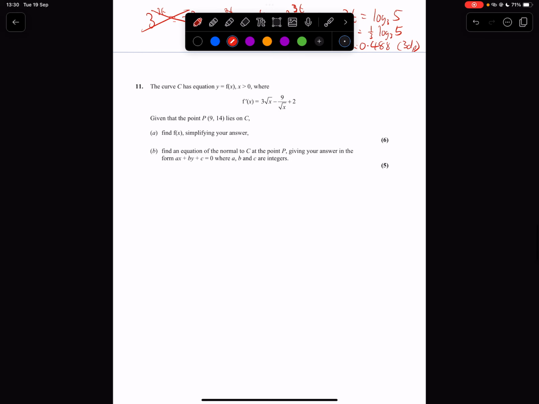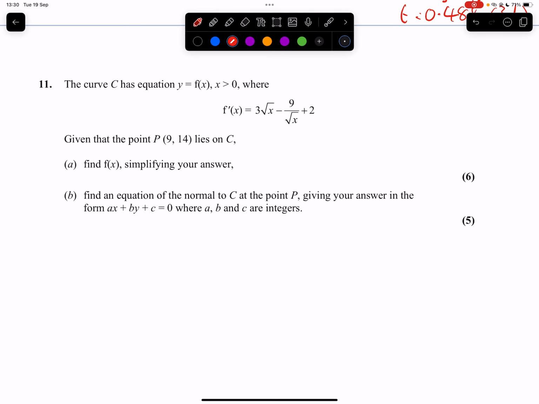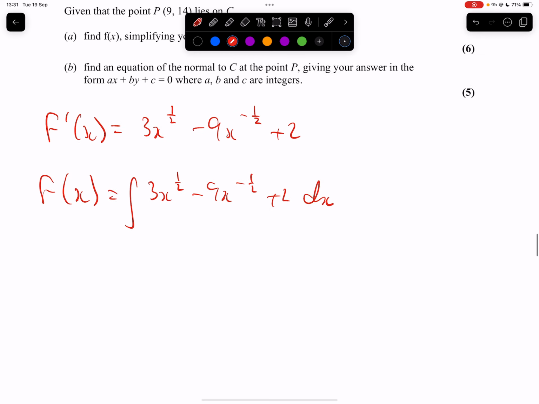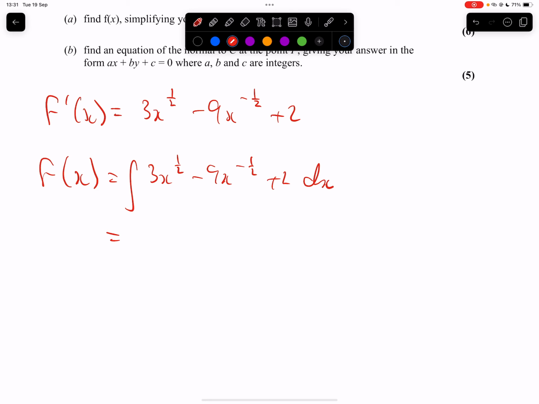Right, question 11. That is f dashed of x. We want to find f of x. So we need to take our function, which if I write it in a more standardized form for integration would be this. And we need to integrate it, because that is the opposite of differentiation and we have the differential. So you raise the power by 1 and divide by the new power.